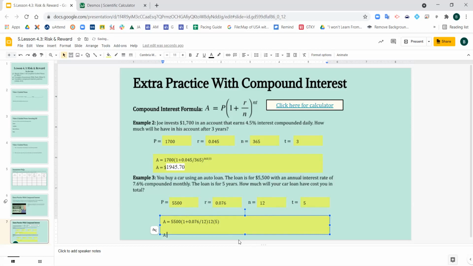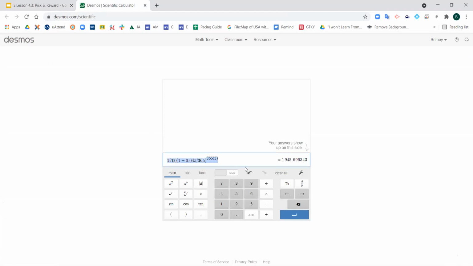A equals, it's given a line, so I'm just going to adjust this. Okay, Control period. And then I am going to copy my numbers here. You're not going to copy the A equals part because this is just for expressions. You can't just put an equation in here.